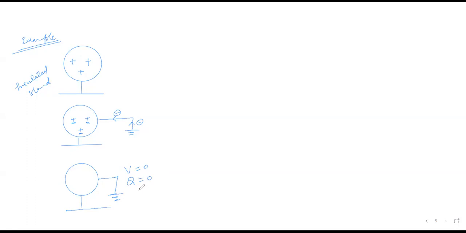Also remember here, if the charge of a body is 0, it doesn't mean the potential is also 0. It may not be 0 in some cases. Potential may not be 0, no matter what the charge upon the body is. Are you clear or not? So please note it down.